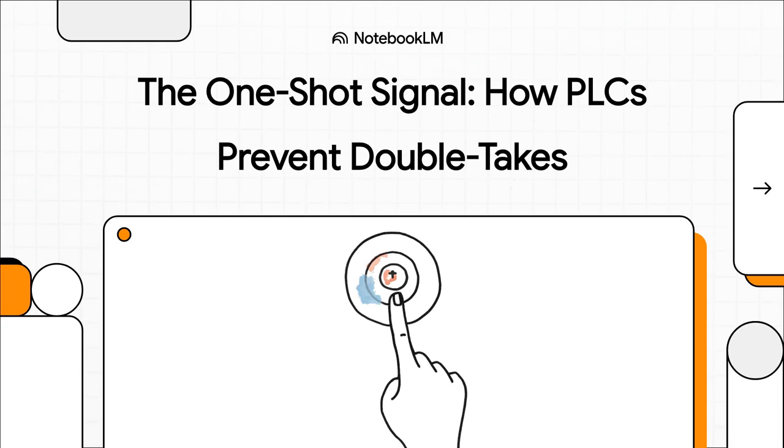Welcome to the Explainer. Hey, have you ever pressed a button in a PLC program and instead of the action happening once, it happens like 1,000 times? Yeah, today we're going to solve that. We're diving deep into the one-shot signal. It's the absolute bedrock tool for making an action happen exactly once.